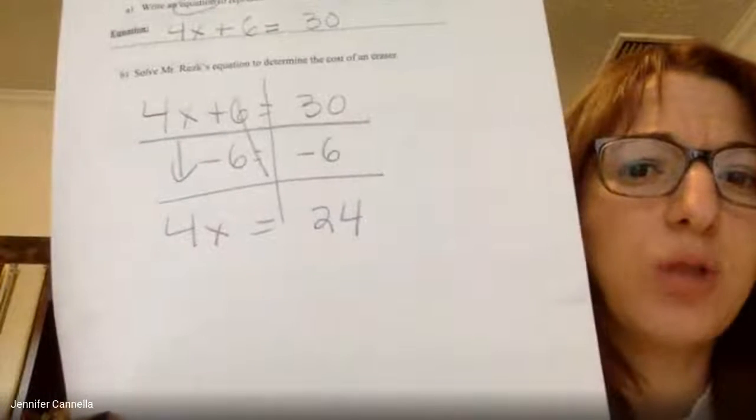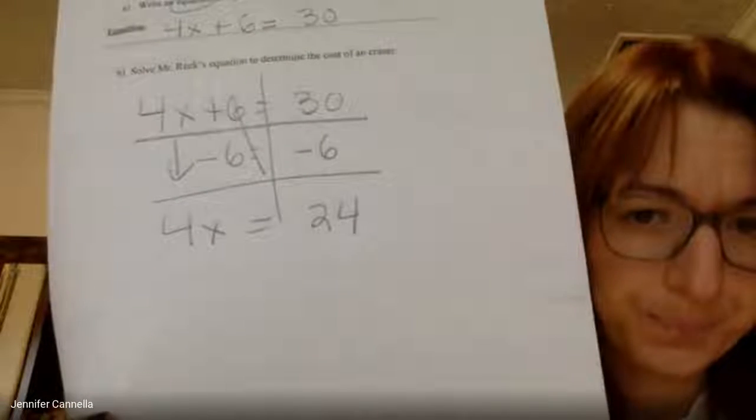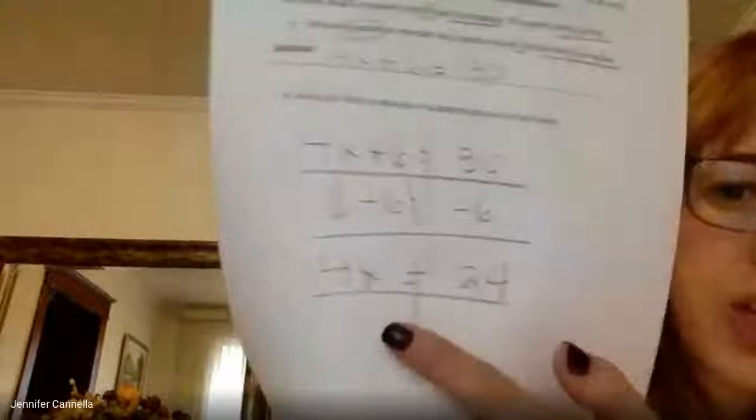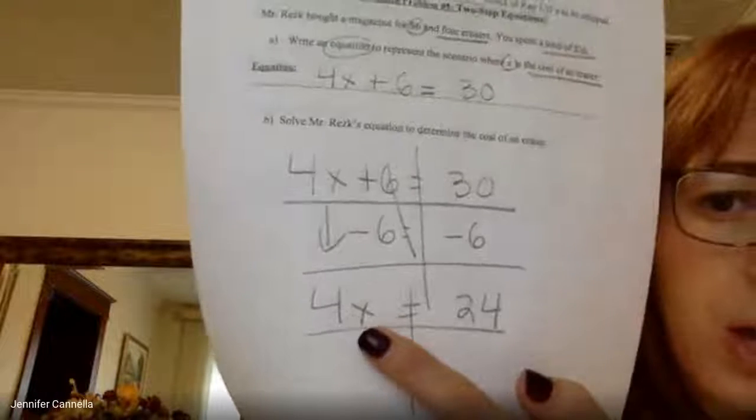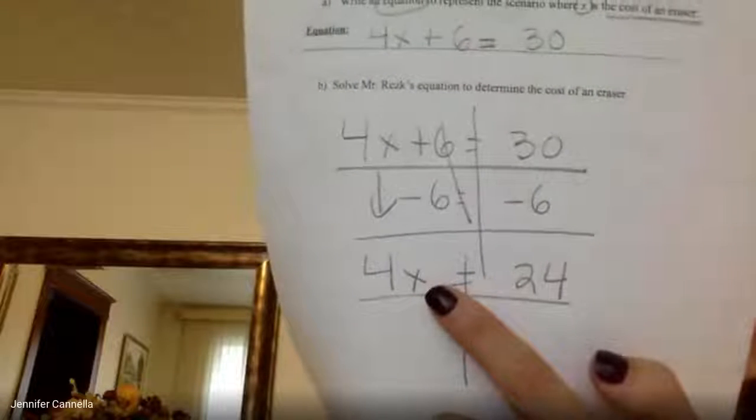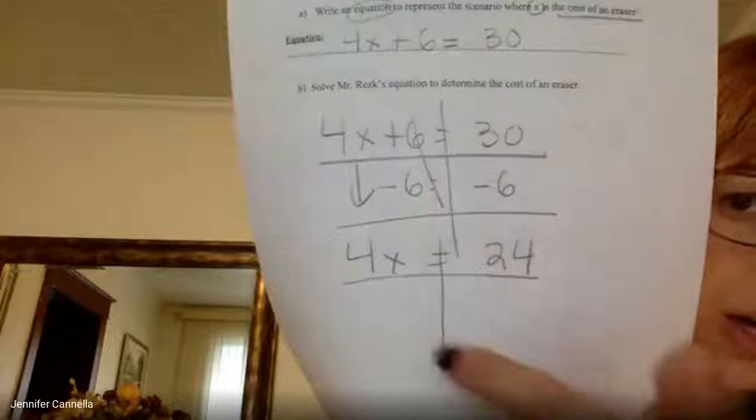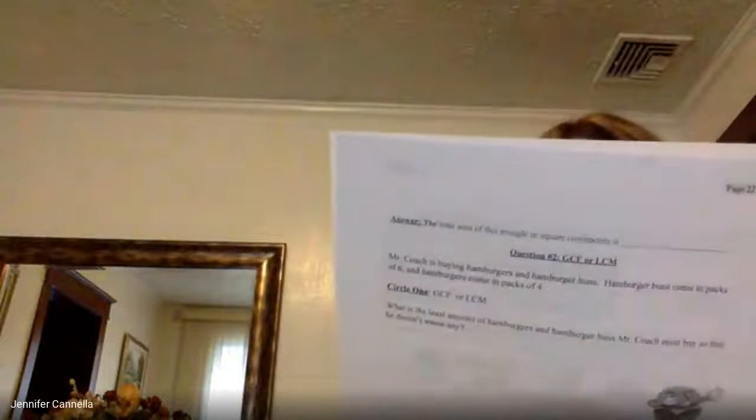How do I get x alone? I use what method? Division. We're going to use the wall method and do division. Okay, so we're going to make the wall again. And the inverse of multiplication, because a coefficient, which is a number in front of a variable, means multiply. So the inverse is division. I'm going to divide by 4 on both sides like I did on previous problems to get x alone. So now x is how much? $6. Yeah, 6. That is the cost of the eraser.